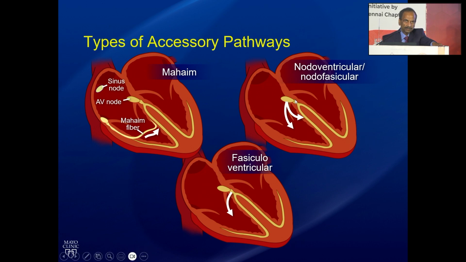Contrast this to a much less common type of tachycardia where, from the AV node, instead of conducting to the His, you can conduct separately to the ventricle or even separately to the conduction system. This is your nodoventricular tachycardias. And then one which is actually not a pathway: fasciculoventricular tracts that conduct from the conduction system towards the ventricle.